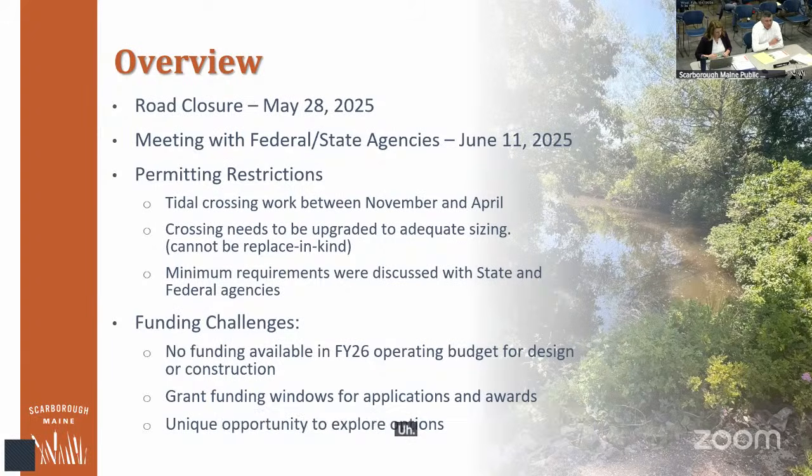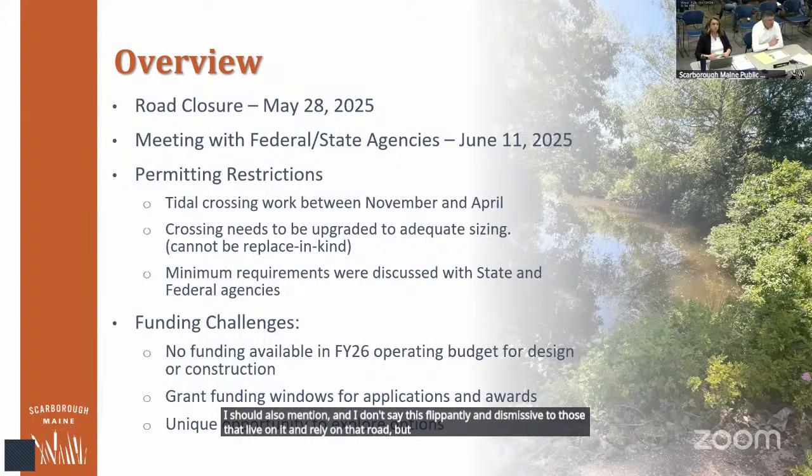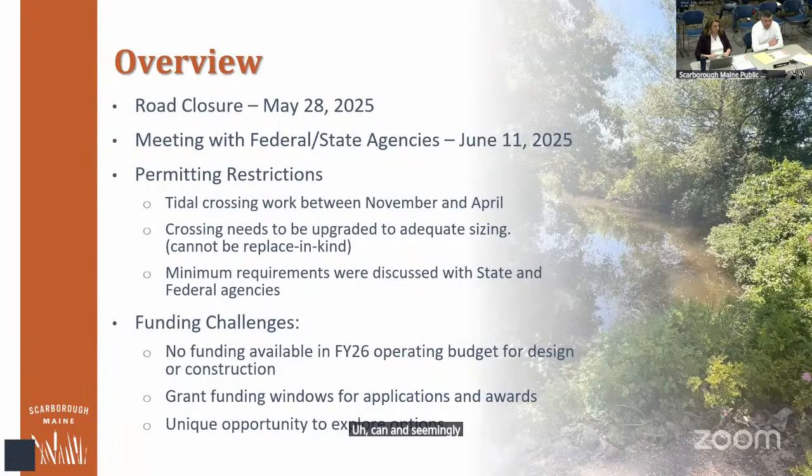I should also mention, and I don't say this flippantly or dismissively to those that live on it and rely on that road, but if you look at traffic volumes, it uniquely is one of the lower volume roads in town, and so can and seemingly has withstood an extended closure as we consider these options.